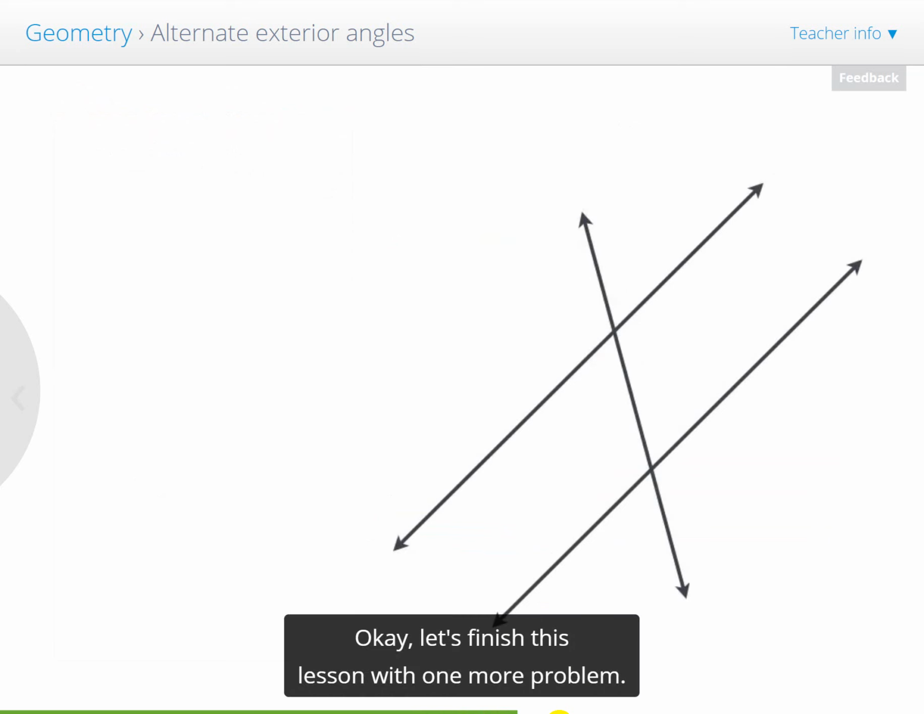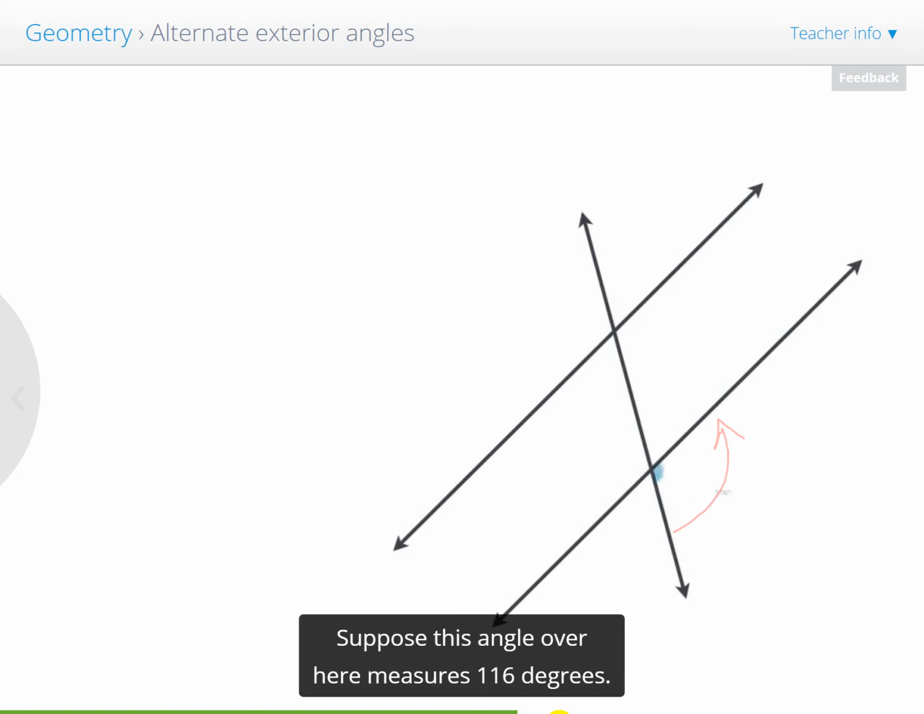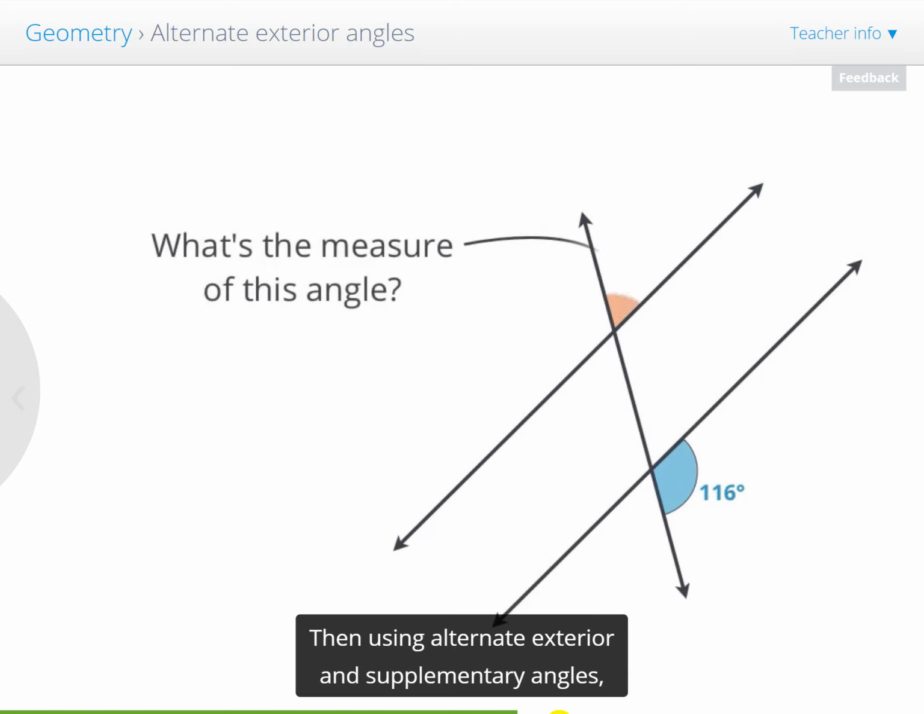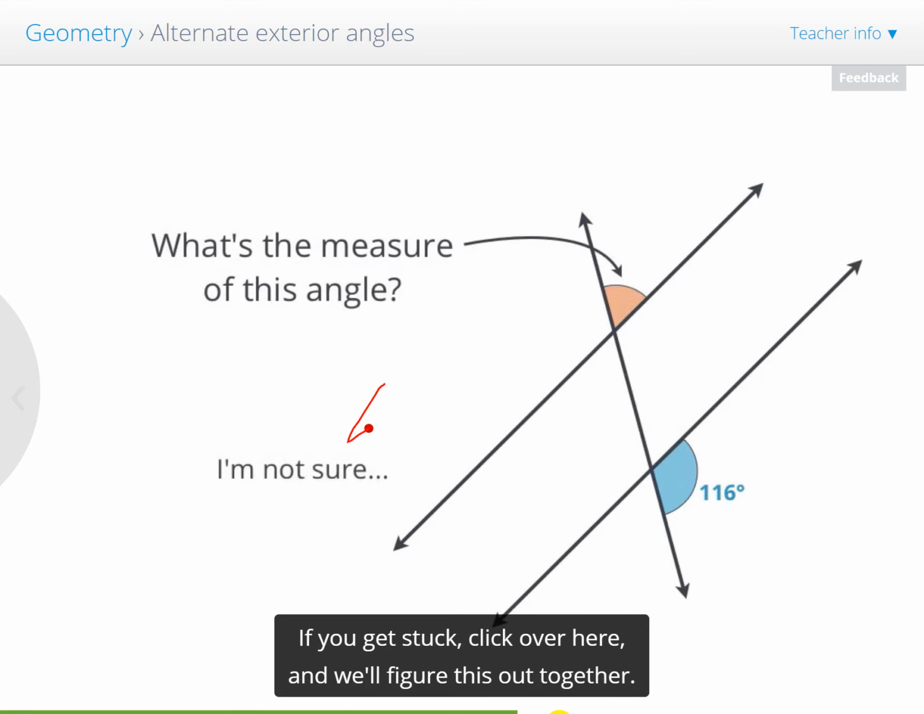Okay, let's finish this lesson with one more problem. Here are two parallel lines and a transversal. Suppose this angle over here measures 116 degrees. Then using alternate exterior and supplementary angles, try finding the measure of this red angle up here. If you get stuck, click over here and we'll figure this out together.